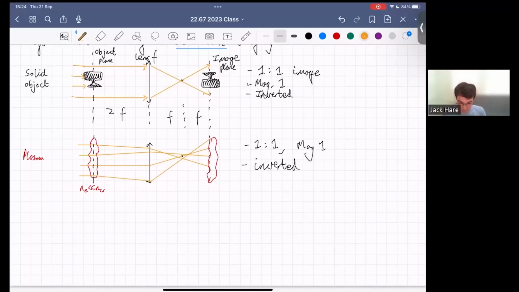Jack, this might be a very basic question, but what's the point of having all the rays go through the trouble of going through the lens when we could just have them go straight through and hit our image plane? Like, I guess I missed that. You know what I mean?